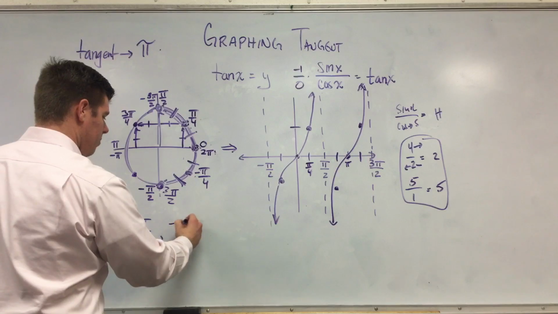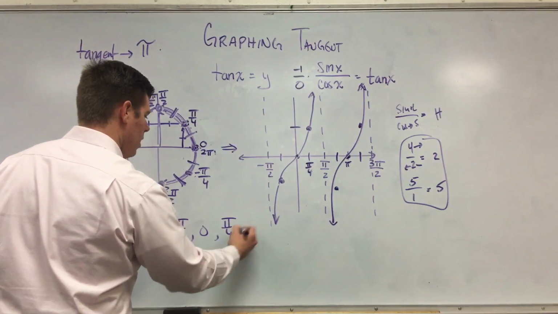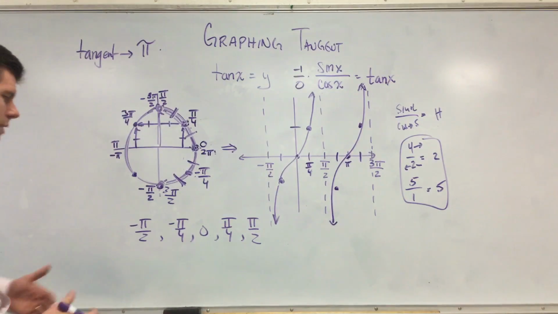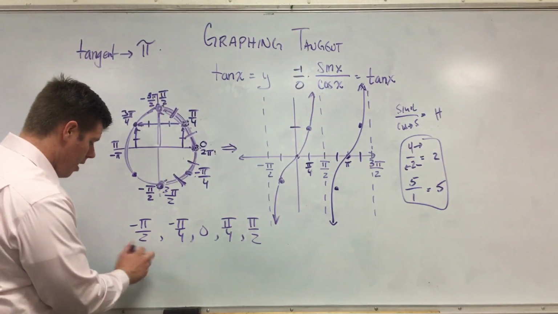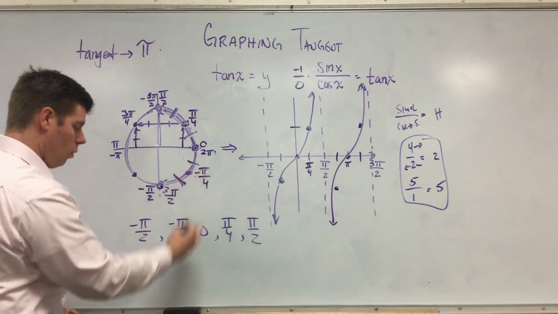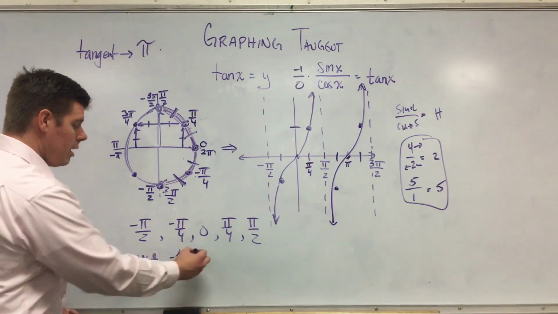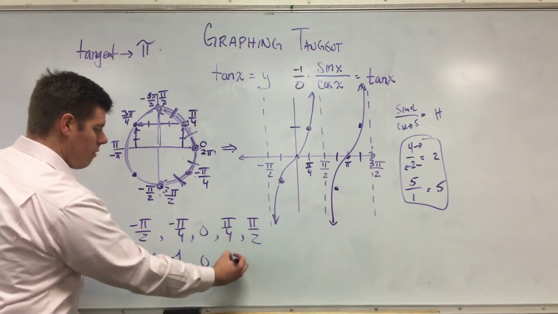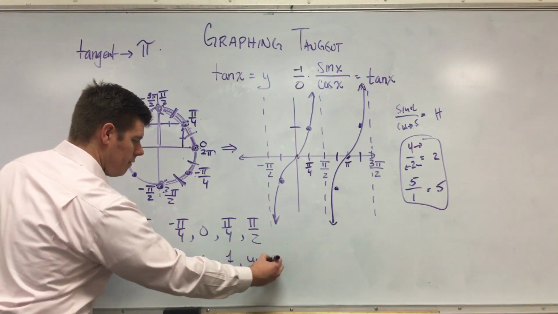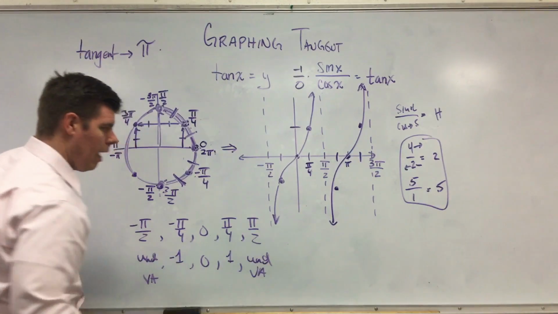So we're going to go negative pi over 4, 0, pi over 4, and pi over 2. And I'm going to note very quickly just what the outcomes of tangent are. At negative pi over 2, it's undefined. Negative pi over 4, it's that 1-to-1 ratio, so the outcome is -1. At 0, the outcome is 0. Pi over 4, the outcome is 1. And at pi over 2, the outcome again is undefined, which is where your vertical asymptotes come into play.